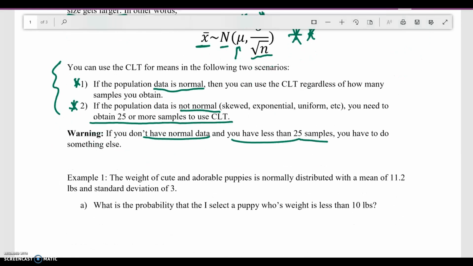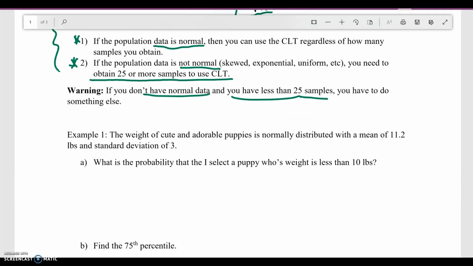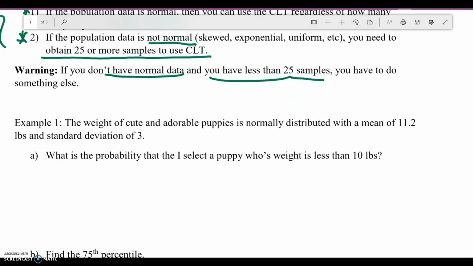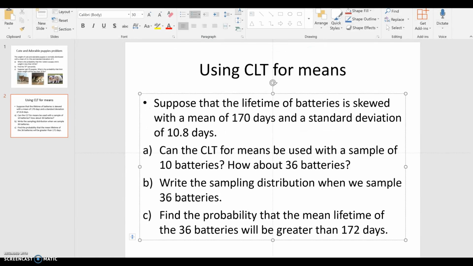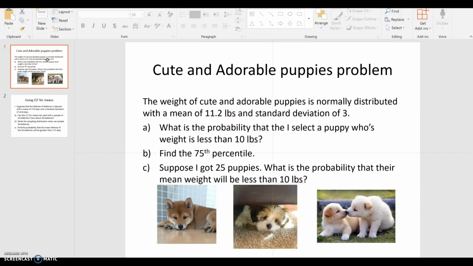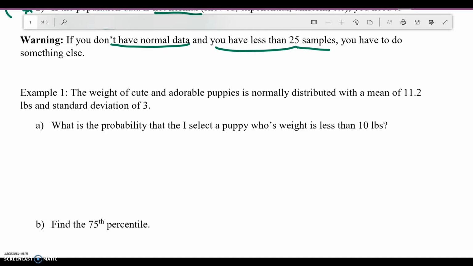Okay, so here's my first example. The weight of cute and adorable puppies is normally distributed with a mean of 11.2 and a standard deviation of 3. I posted a PowerPoint about this one on Blackboard, so if you want to see pictures of the cute and adorable puppies, you can. I basically copy pasted from the PowerPoint. The weight of cute and adorable puppies is normally distributed with a mean of 11.2 pounds and a standard deviation of 3. What is the probability that I select a puppy whose weight is less than 10 pounds?